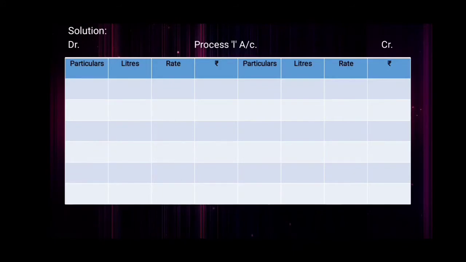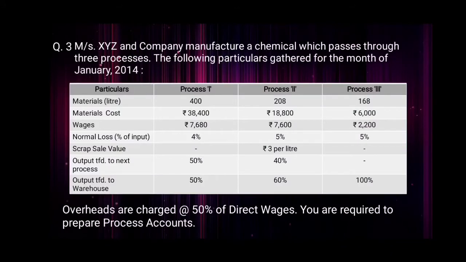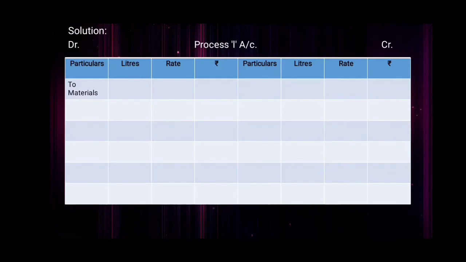So let us start with process 1 account. So in this question there is no input amount given. So first we will take the material that is given in liters. For process 1 it is 400 and the material cost which is given as 38,400 in process 1. To materials, 400 liters and the amount is 38,400.